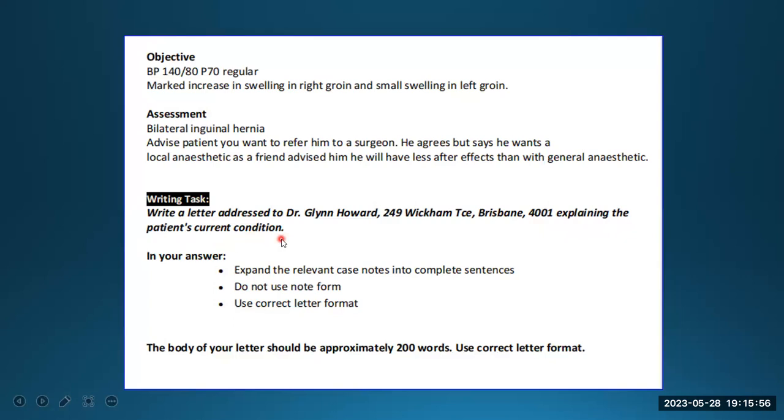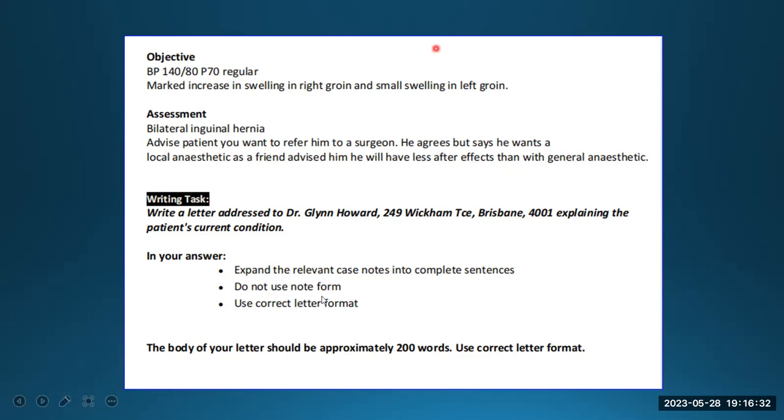Explaining the patient's current condition. You will address this letter to Dr. Glenn and you will explain the patient's current situation. In your answer, expand the relevant case notes into complete sentences. You will have this type of short points, short case notes, so in your task, you will need to expand these case notes. Do not use note form. This is only note form. You are supposed to write complete sentences.